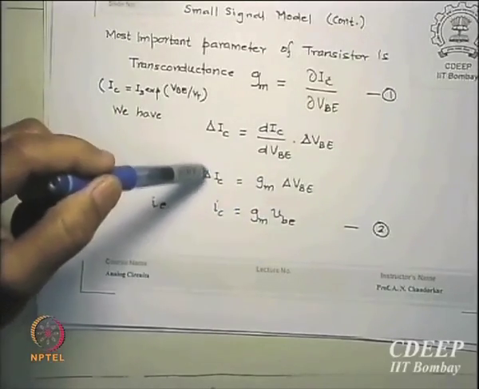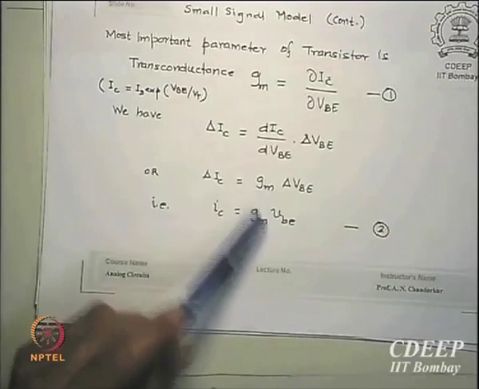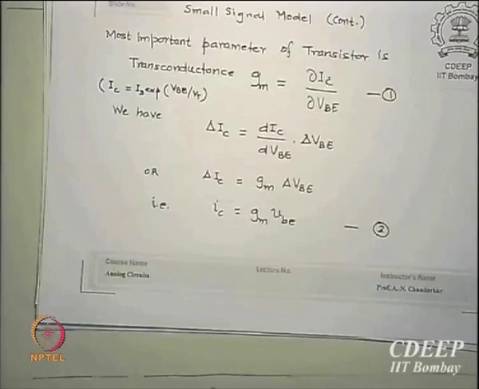So, we say delta IC is what? Change in IC is what? The AC current. Total current is DC plus AC. If I subtract the DC part, what is the change? It is the AC part. So, we say capital delta IC is nothing but the AC component. So, we say small IC is GM times small VBE. This is a very important relationship for us. What is it trying to tell?